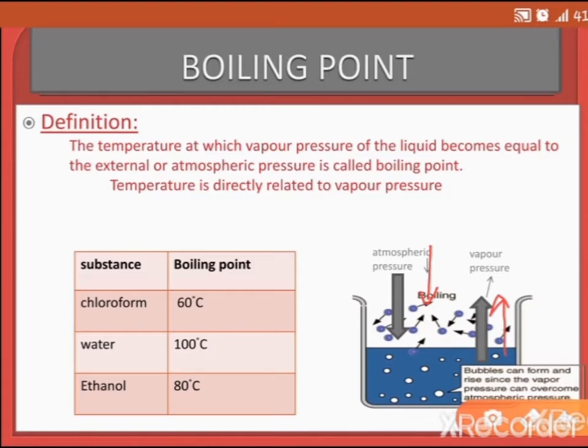Different substances have different boiling point. For example, boiling point of chloroform is 60 degrees centigrade, boiling point of water is 100 degrees centigrade, and boiling point of ethanol is 80 degrees centigrade.